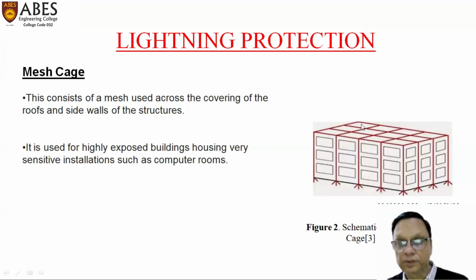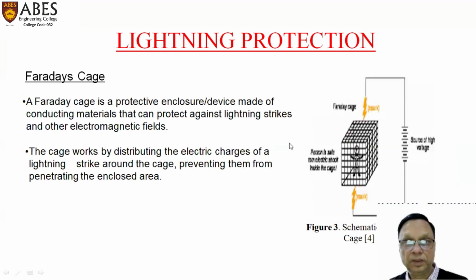Now this mesh also consists of a metal which has a low resistance. Next, the third scheme is the Faraday's cage. A Faraday's cage is a protective enclosure device made up of conducting materials that can protect against lightning strikes and other electromagnetic fields. The cage works by distributing the electric charges of a lightning strike through the cage, preventing them from penetrating the enclosed area.